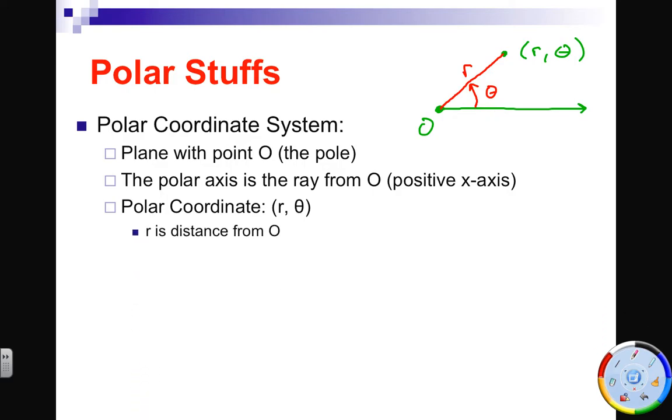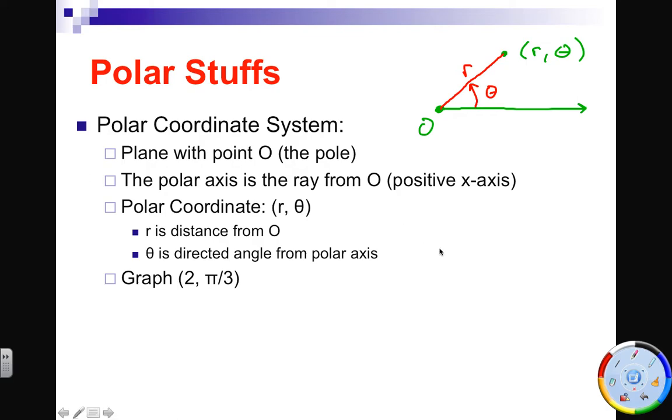So r is the distance from the origin, and you should be able to find distance by now, by the way: the square root of x squared plus y squared. We'll get to that in a moment. And theta is the directed angle from the polar axis. Directed just means if it's positive, it's going in the normal counterclockwise direction.